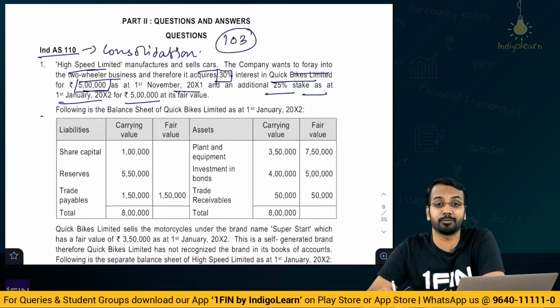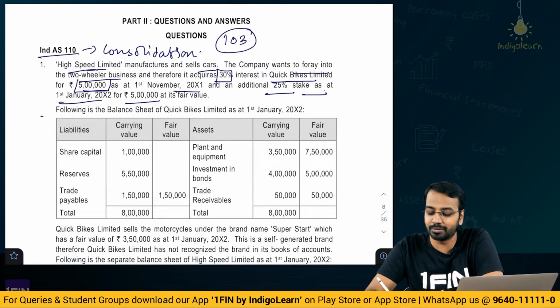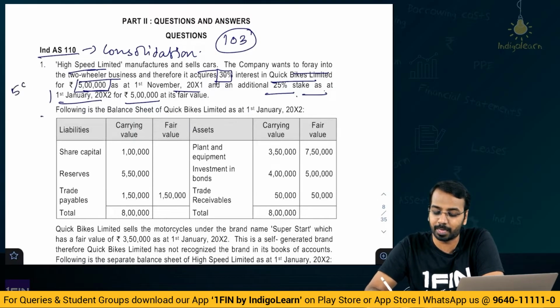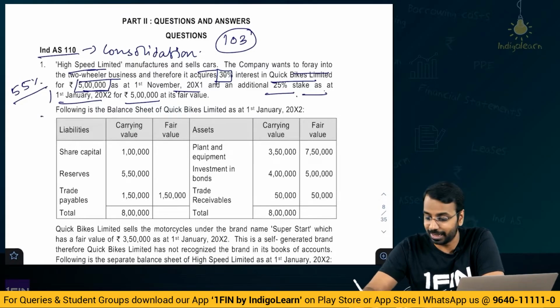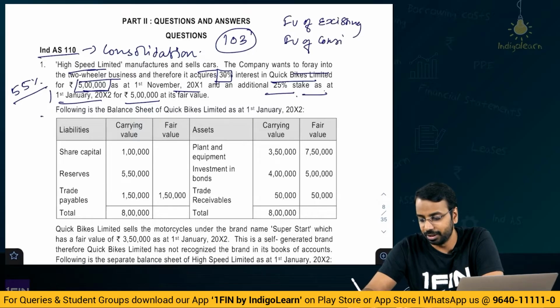When did the control come into picture, or when did High Speed Limited start controlling Quick Bikes? It is on 1st of January when it gets the controlling stake, that is 30 plus 25, 55%, right? On this date the control happens. Now please remember, on the date of acquisition of control, you have to do the acquisition date accounting as per Ind AS 103. That is, you will take the fair value of existing stake, then the fair value of consideration, then you will need NCI.